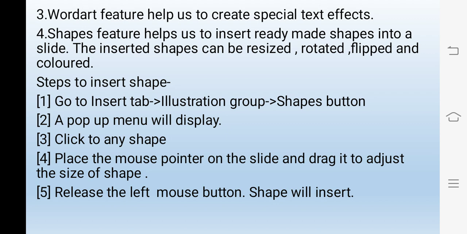We will just click on any shape we like and then we will just place our mouse pointer on the slide and we will drag it to adjust the size of the shape. After that we will release the left mouse button. We will see that the shape is inserted in the slide.